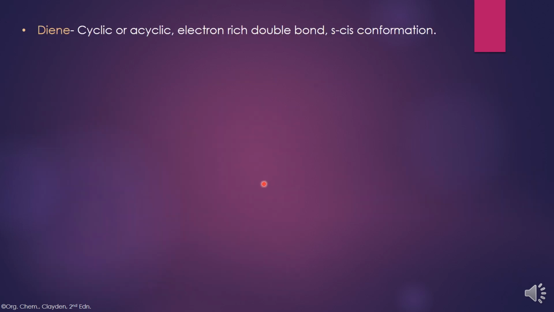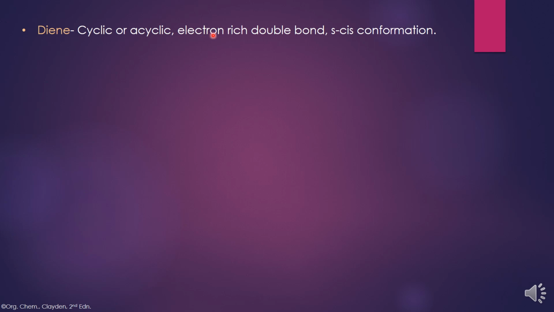Further detail of the characteristic features of a diene to be a part of a Diels-Alder reaction: first, it can be cyclic or acyclic. We can take a cyclic diene or acyclic diene, butadiene or cyclopentadiene. And the second most important point is the diene should be electron rich. The double bond of the diene should be electron rich.